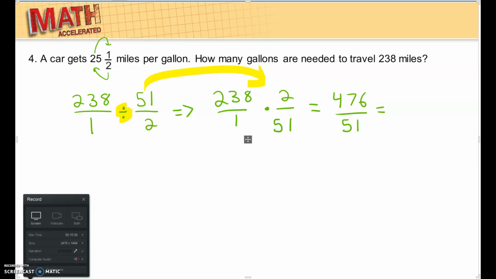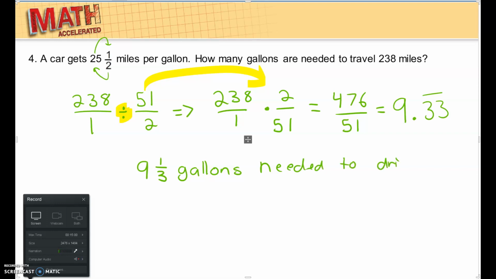Not sure what goes into those two values. Again, it's probably more accurate to give this information as a decimal. So I'm going to do the division to get 9.33333 repeating. I also know that 3 repeating is 1/3. So really what we're getting is 9 1/3 gallons needed to drive 238 miles.